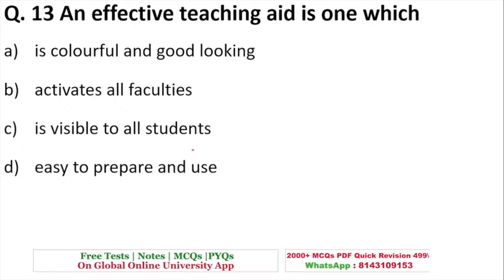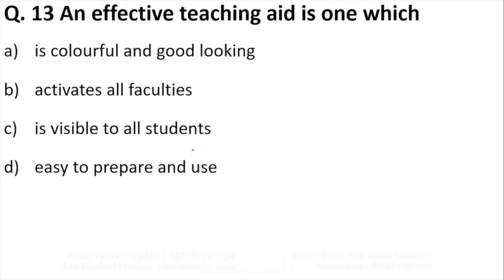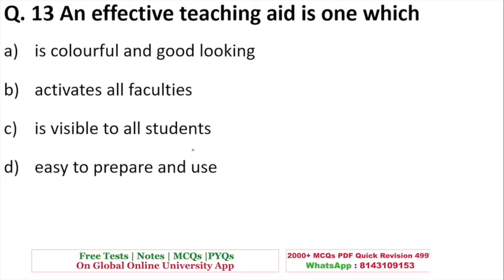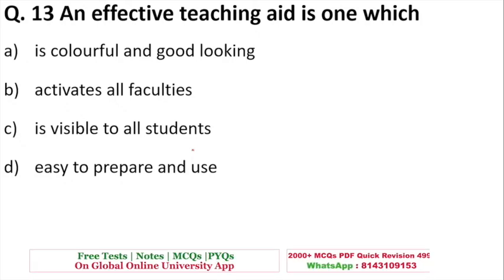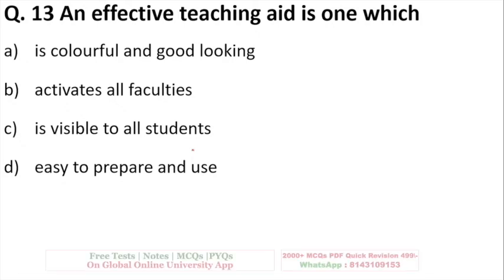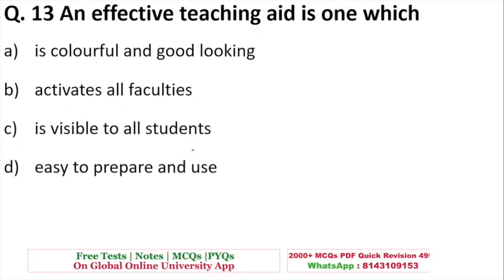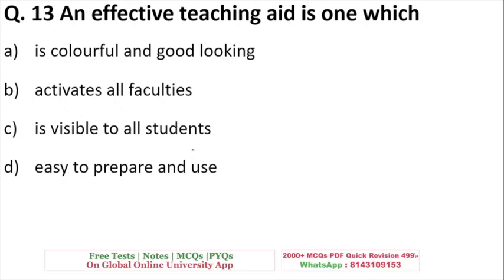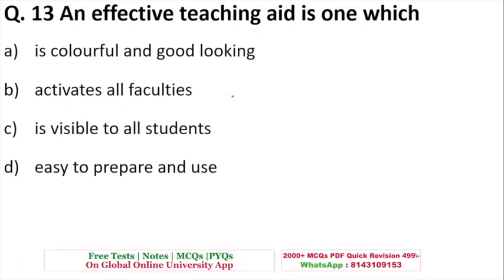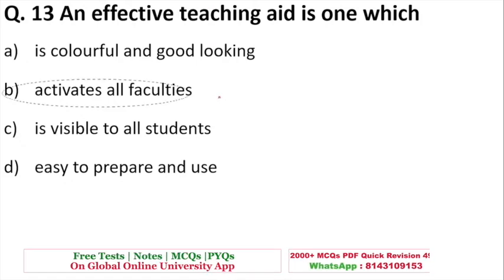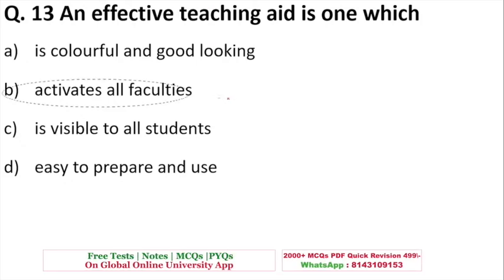An effective teaching aid is one which. Teaching aid means those things that the teacher can use to enhance the learning process. It could be a projector or a film strip or audio. So an effective teaching aid is one which activates all faculties. B is your right answer.